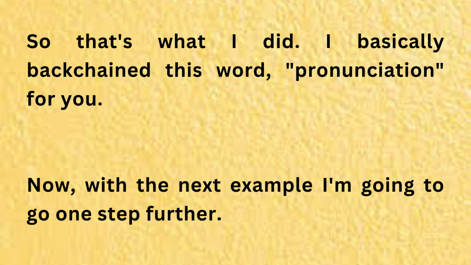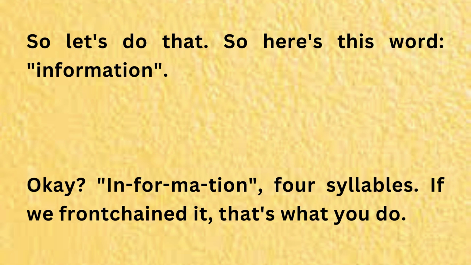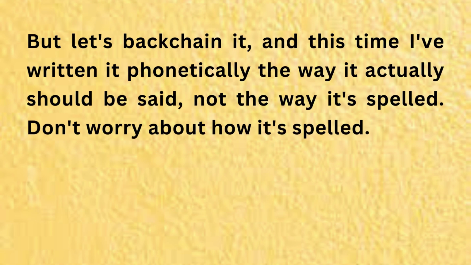Now, with the next example, I'm going to go 1 step further. Because as I mentioned, English is not always phonetic. So what if we backchained, plus we wrote it in a way that actually is what you're supposed to say? So let's do that. So here's this word. Information. Okay? Information. 4 syllables. If we front-chained it, that's what you do. But let's backchain it. And this time I've written it phonetically the way it actually should be said, not the way it's spelled. Don't worry about how it's spelled.